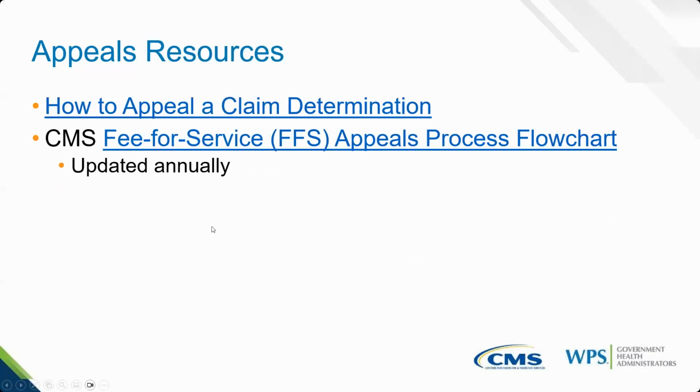Here are some appeals resources. Again, this is a topic we could easily spend 60 minutes on. There is that How to Appeal a Claim Determination resource on our website. And then the second link there that I've listed is one of my personal favorites that I like to provide for people when I'm talking to them about appeals. And this is actually a flow chart that appears on the CMS website. The title of it is Fee-for-Service Appeals Process Flowchart.